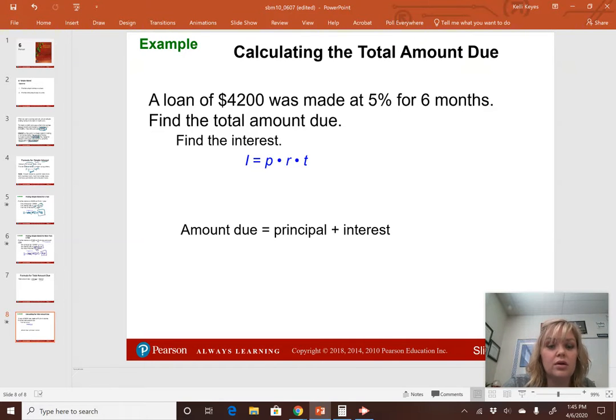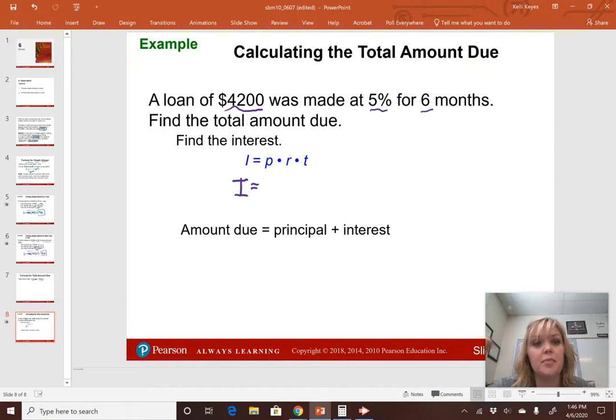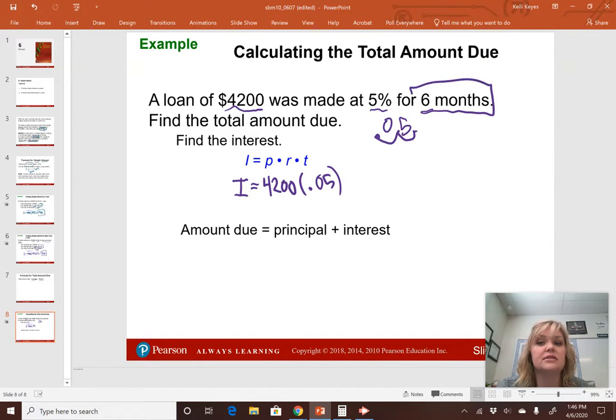We have a loan where the principal amount was $4,200. The rate is 5% for 6 months. We need to find the interest first. So the principal amount that was borrowed for this loan is $4,200, and then we times this by the rate as a decimal. 5% as a decimal, we move it 2 places to the left, so we add a 0. That'll be 0.05. Now, this one is kind of tricky because it's talking about 6 months, but in the formula, the time is always referring to years.